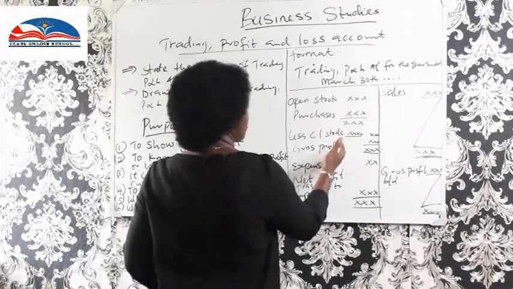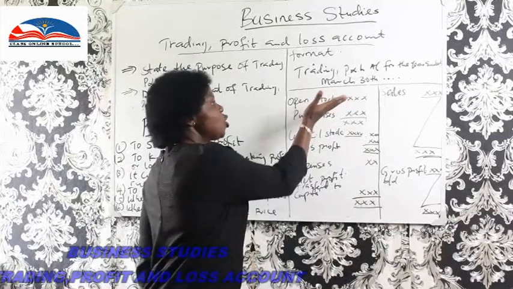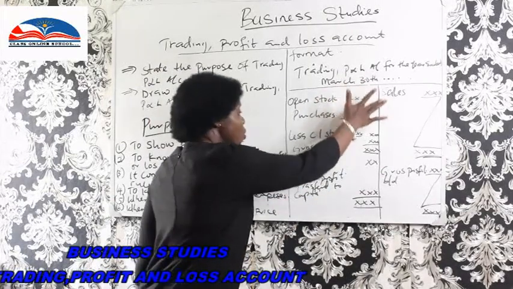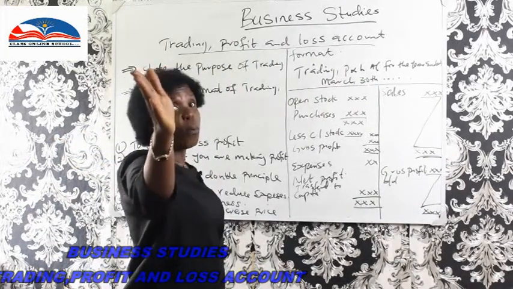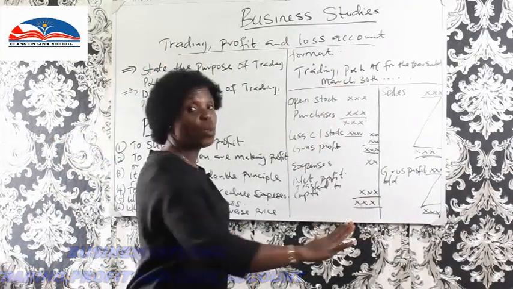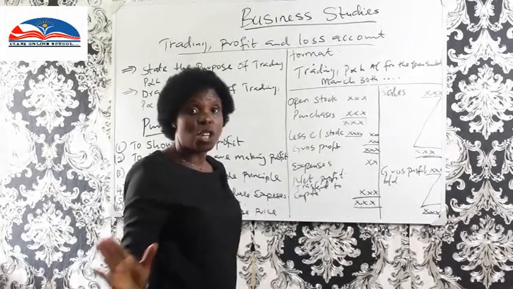This is the format. You have what we call the T shape and the vertical. This is the T shape. The vertical is just for you to remove the line, and it's just open. You will not demarcate it with any line. That's the vertical style. But I'm using the T shape.